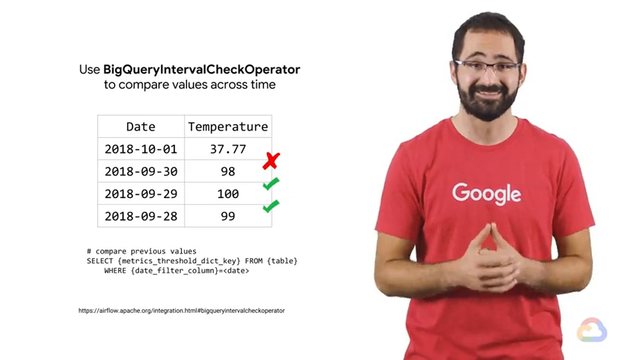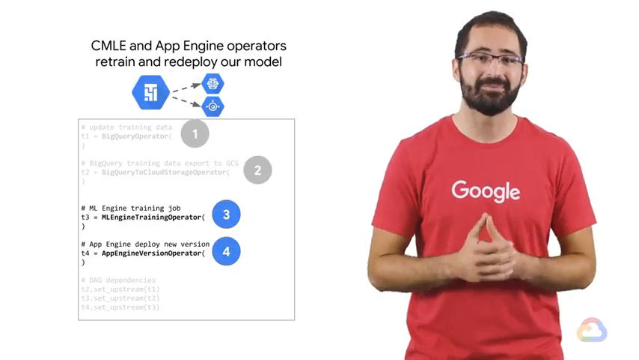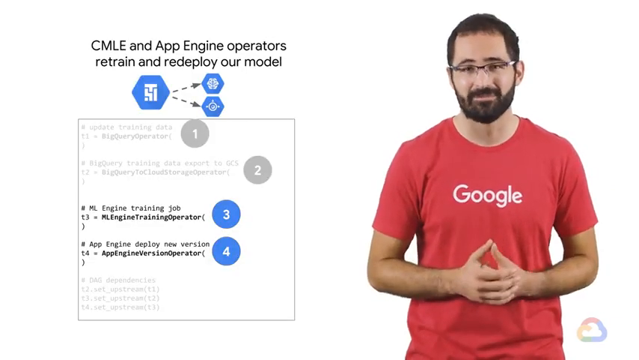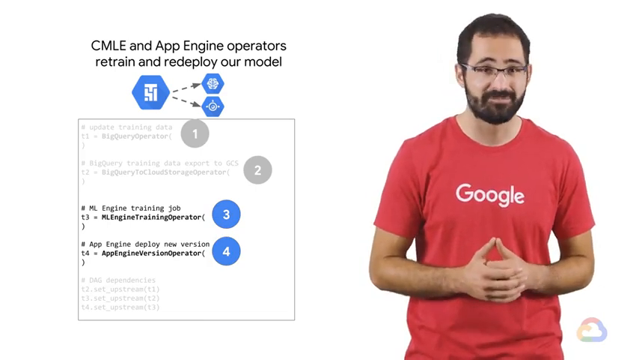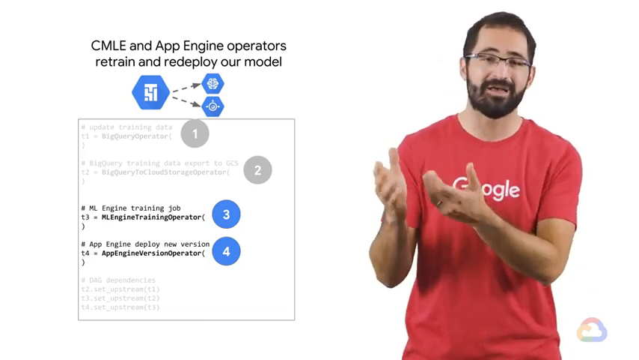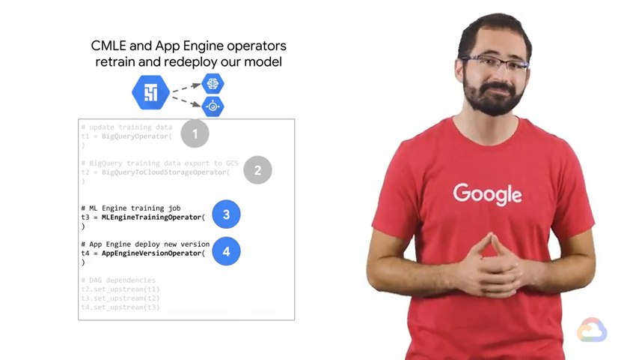The next two operators handle retraining the model by submitting a job to Cloud Machine Learning Engine and then deploying the updated model to App Engine via an API endpoint. The ML Engine training operator is how Cloud Composer interacts with Cloud Machine Learning Engine and thus gives you the ability to periodically schedule new jobs to be sent to CMLE as part of your automated workflow.